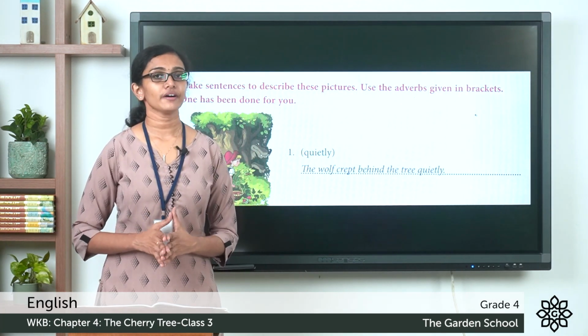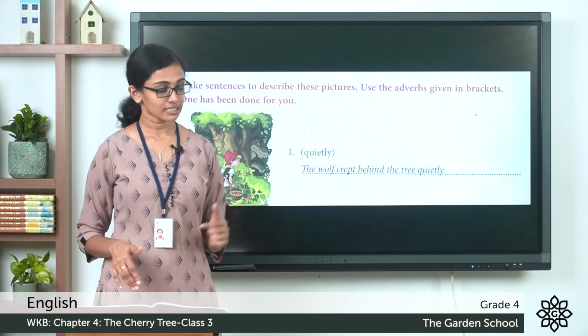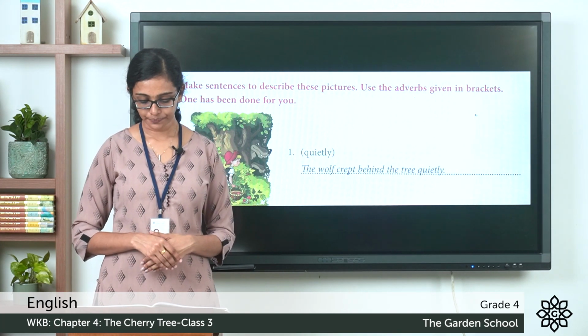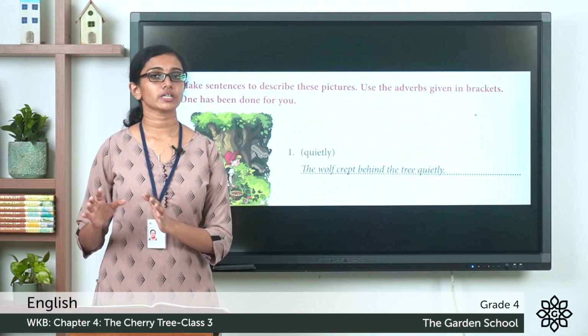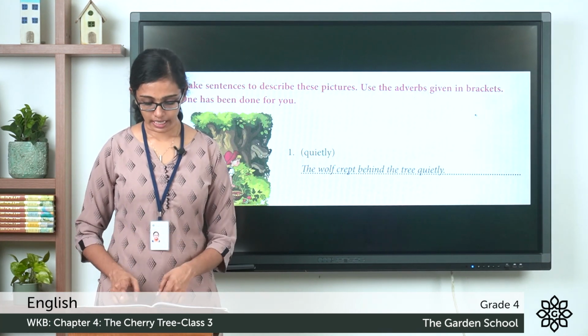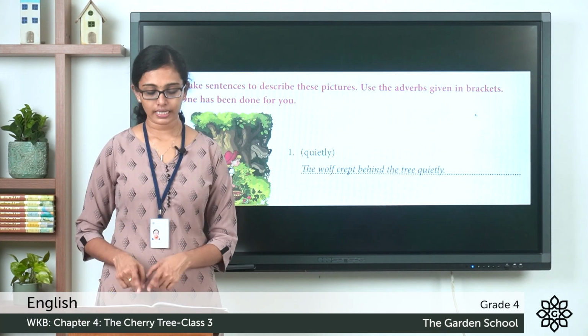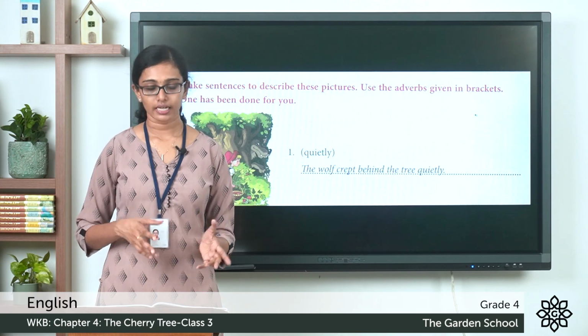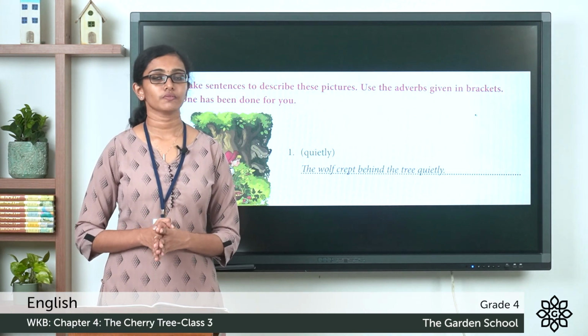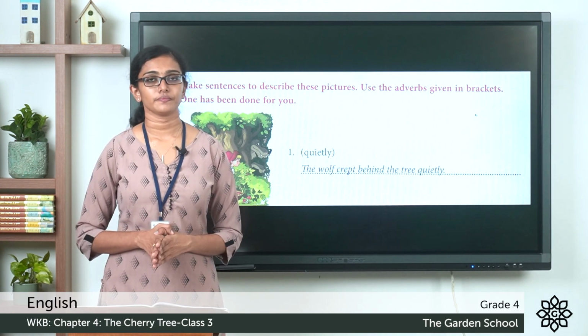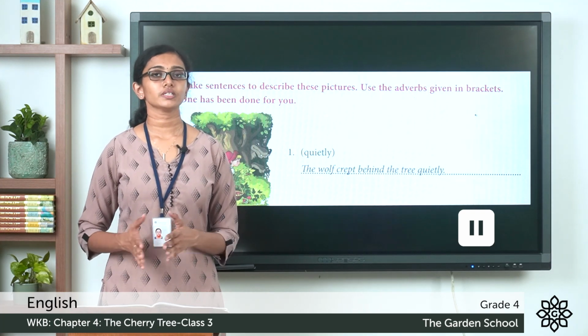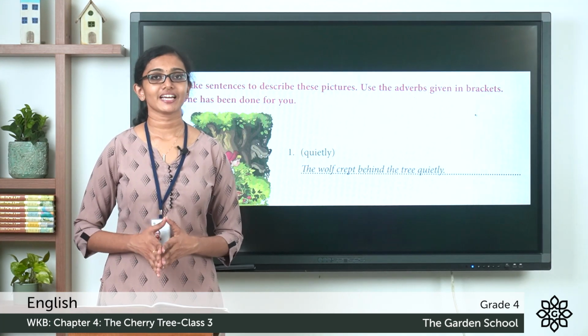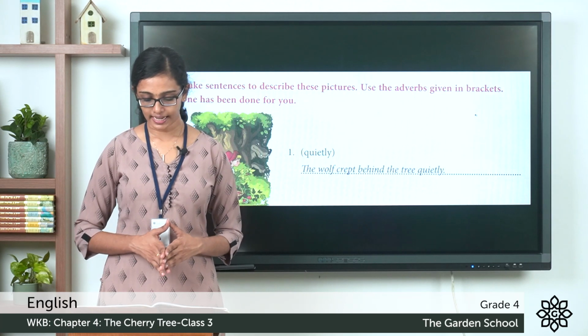Now you can see a few more questions similar to this in the exercise. You have to observe the picture given alongside carefully, and you have to use the adverb given in the bracket for each question, and using that you have to make a meaningful sentence describing the picture. You can pause the video, finish the exercise and come back. Hope you are done with that exercise. Now let's look at the answers.